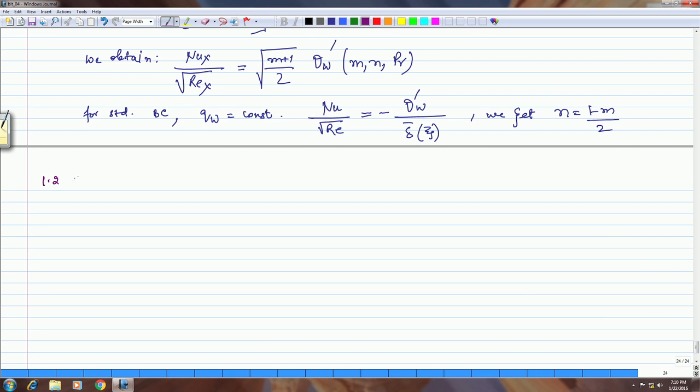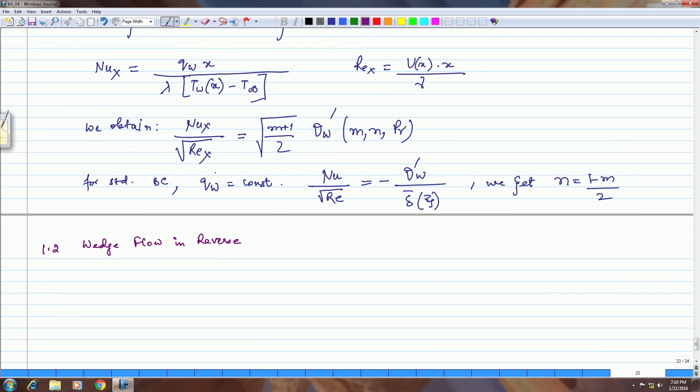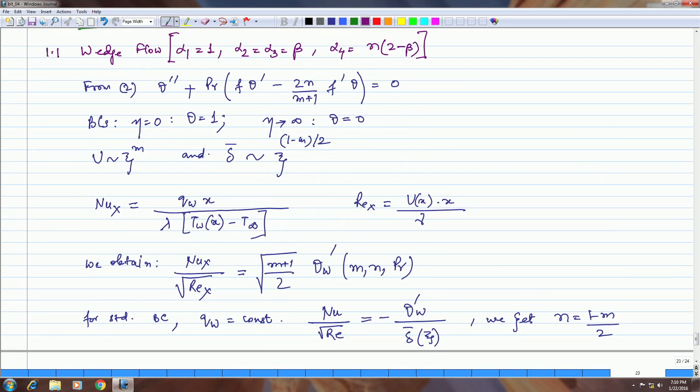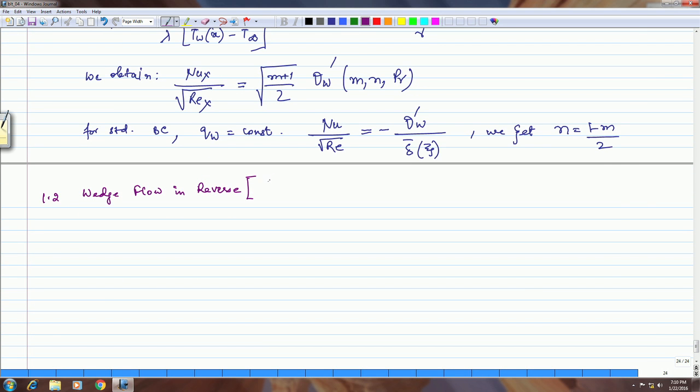So this is wedge flow in reverse. In this case, alpha 1 is minus 1, alpha 2 is alpha 3 is equal to minus beta, alpha 4 is minus n into 2 minus beta. So that is that.